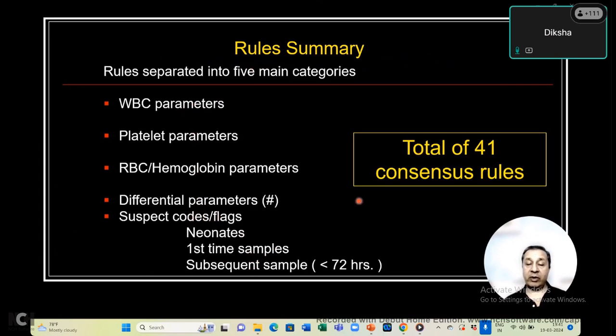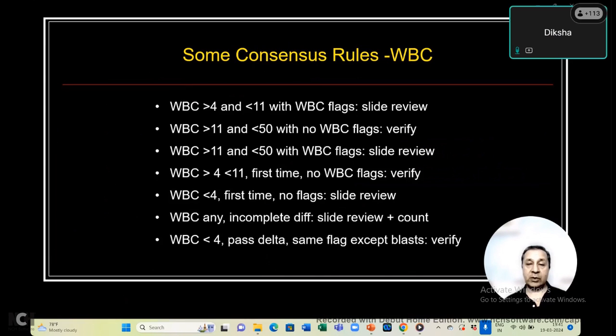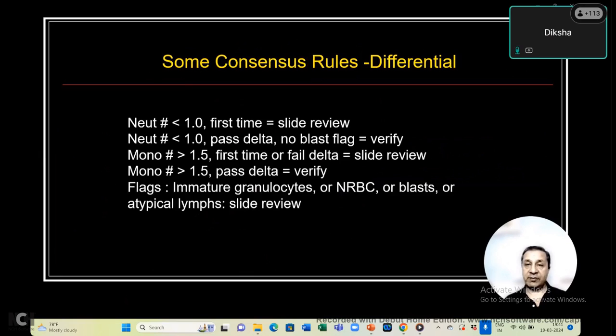A total of 41 consensus rules, as I just mentioned, was something that the group came up with after deliberations for over 2 days. So these were some of the consensus rules for WBCs in terms of counts: more than 4,000, less than 11,000 for the first time, you would do a slide review. For example, if we had WBCs of less than 4,000 first time and no flags, you will still do a slide review and stuff like that. All these were the different rules which were there for WBCs.